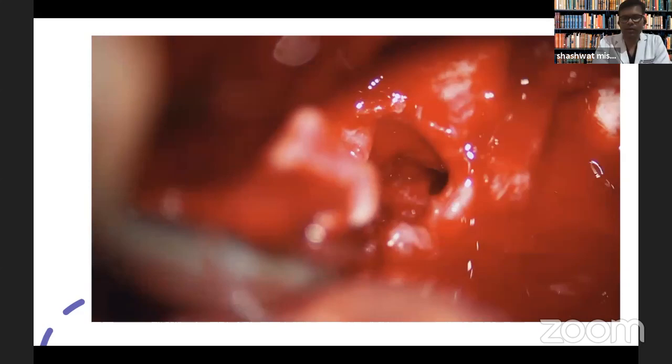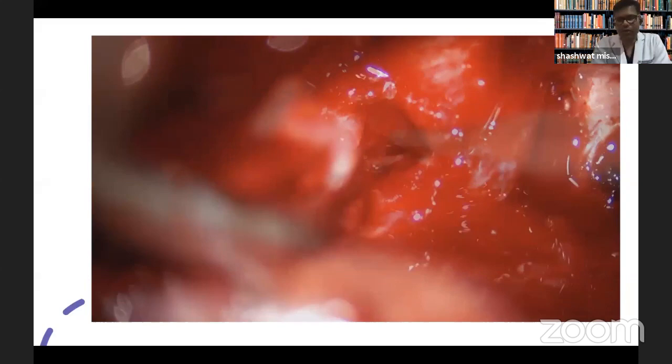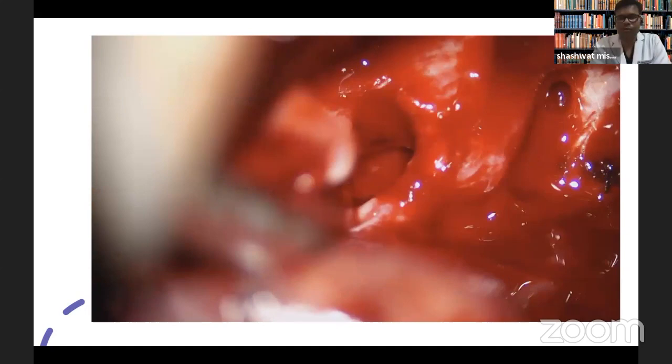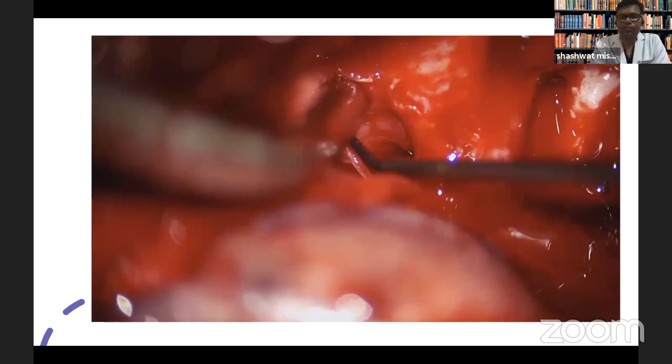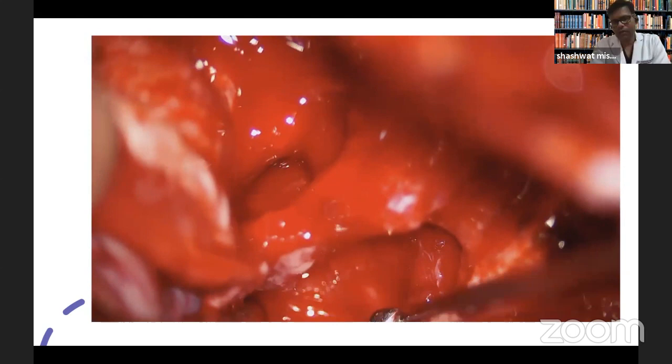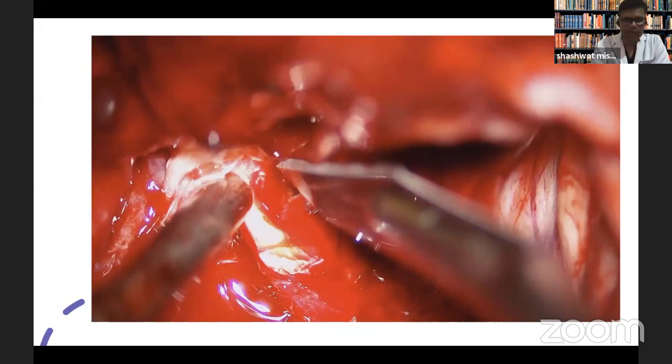But still, we could see the cavernous ICA there, the posterior bend of the cavernous ICA. There you can see it. And I think this is the part of the third nerve that was there. Now we have turned our attention to the supracellar region.